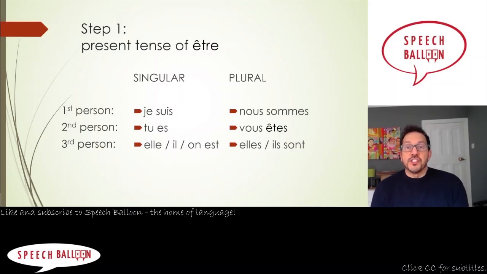So step 1 is to use the present tense of être, to be, as the auxiliary verb instead of avoir. Je suis, tu es, elle est, il est, on est for singular subjects. And for plural subjects, nous sommes, vous êtes, elles sont, ils sont.